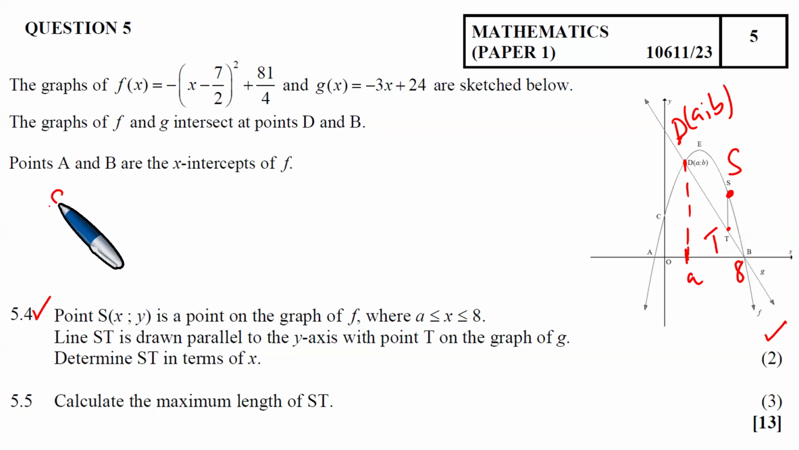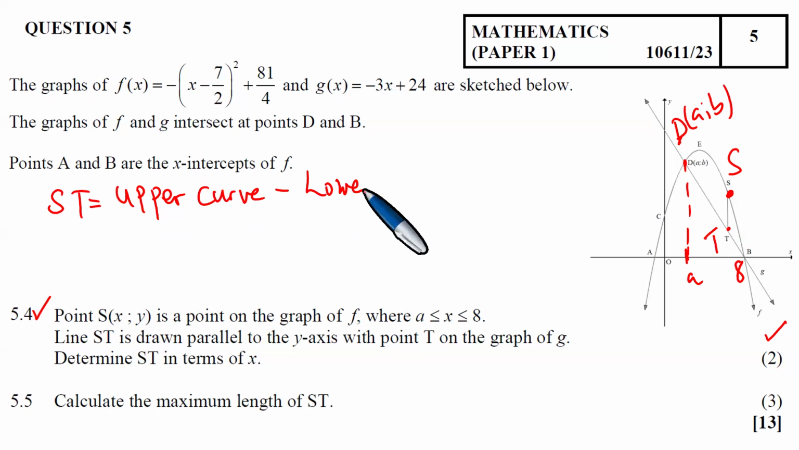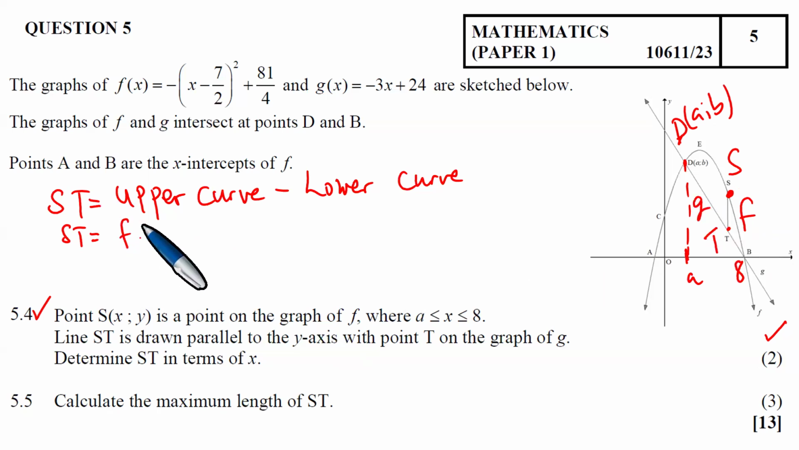ST has the graph of F above. So ST would have to be the distance between S and T, and that is the upper curve minus the lower curve. The upper curve is F, and the lower curve is the straight line G. So the upper curve is F of x, the lower curve is the straight line G of x.